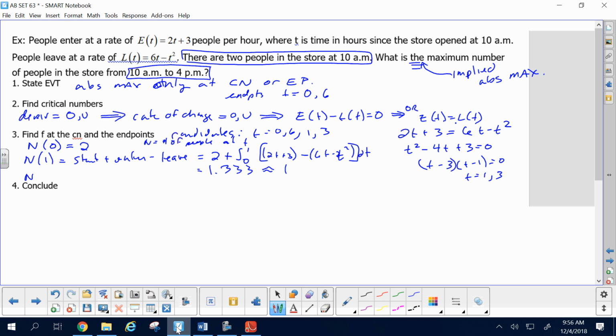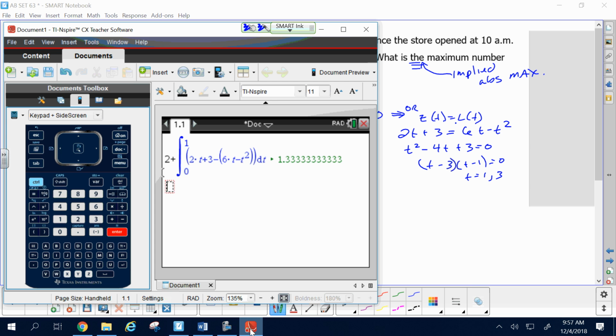What's my next candidate? Number of people, there's 0, 6, 1, and 3. So my next candidate is 3, right? That would be 2 plus the change from 0 to 3 of the enter rate minus the leave rate. So if you just go back and recall that previous problem, or not.